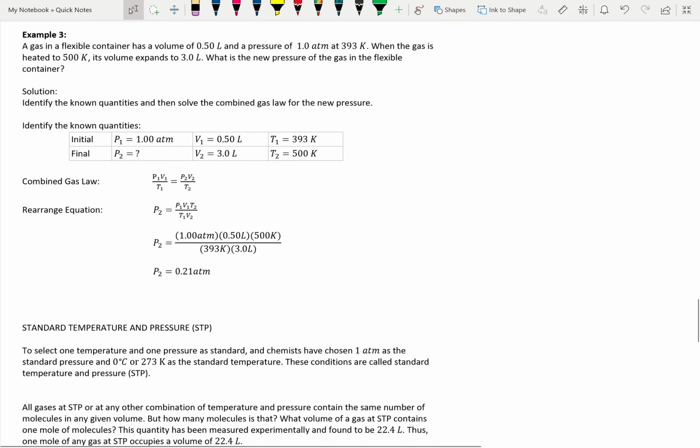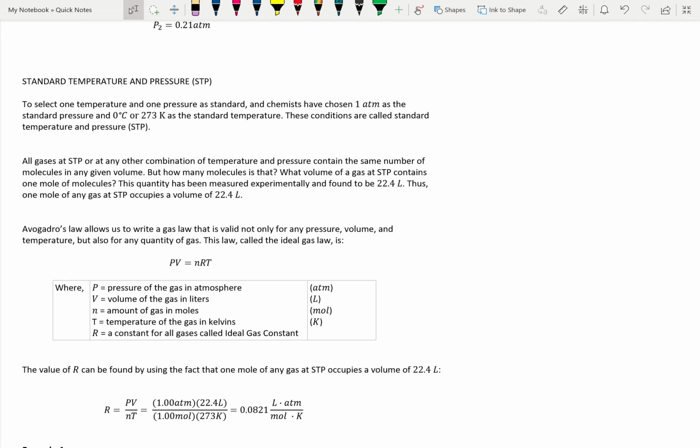Next we have standard temperature and pressure. To select one temperature and one pressure as standard, chemists have chosen 1 atmosphere as the standard pressure and 0 Celsius, or 273 Kelvin, as the standard temperature. These conditions are called standard temperature and pressure, also known as STP. So anytime a problem tells you it's at standard temperature and pressure, know that for temperature we plug in 273 Kelvin, and for pressure it's 1 atmosphere.